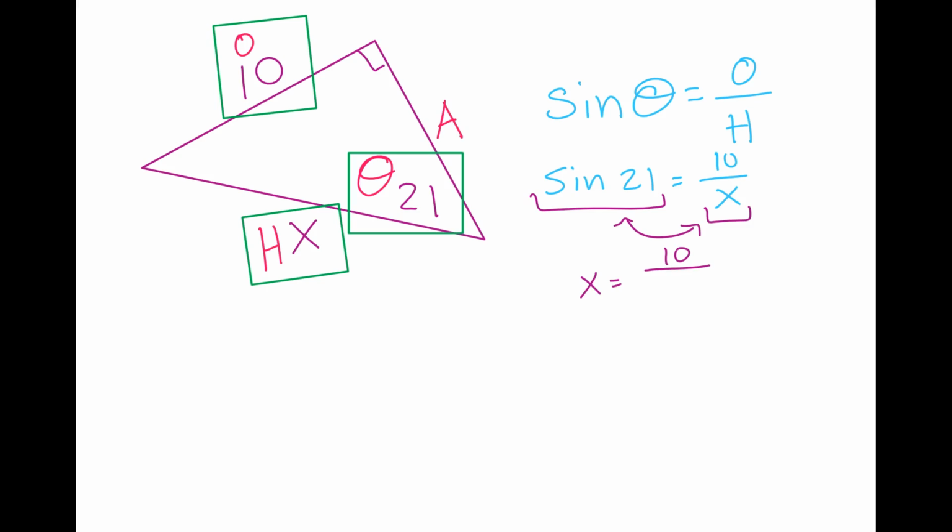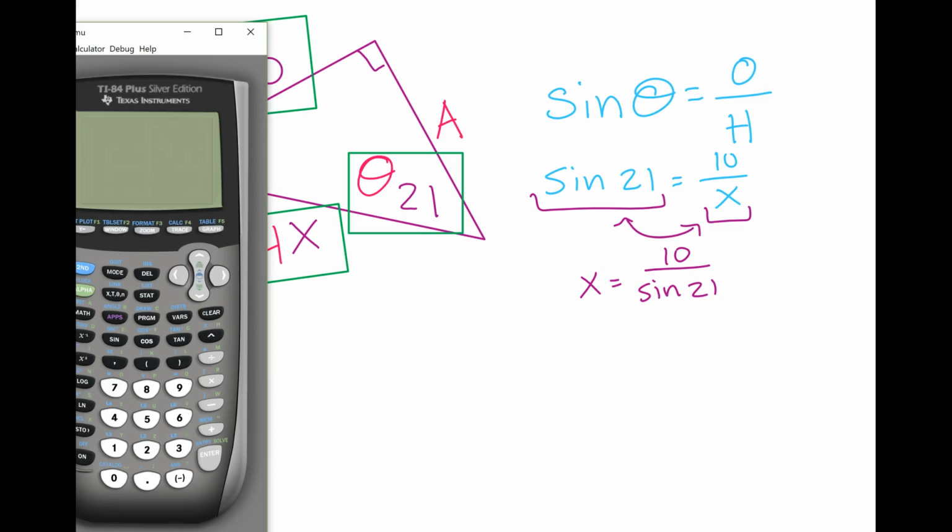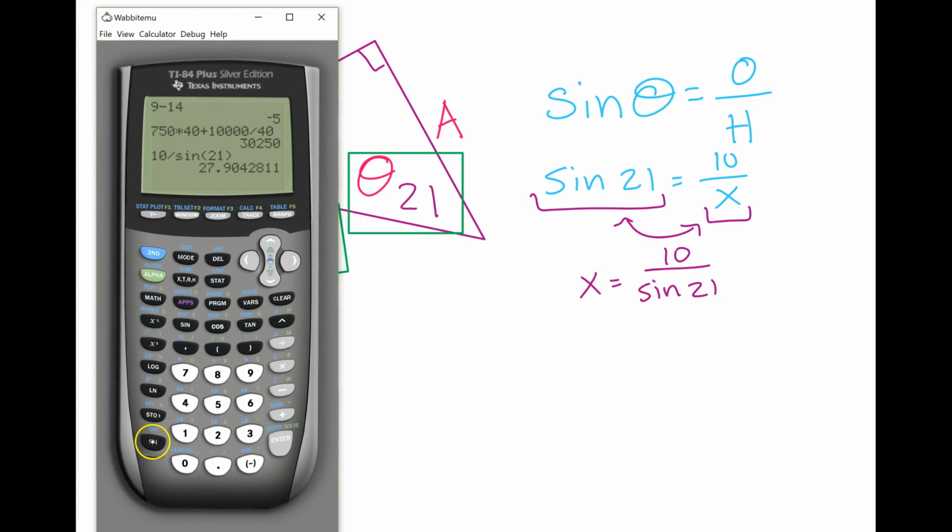Does 10 stay right where it is? And sine 21 goes in the denominator. Oh, yeah. So now what do I do? I put it in where? Perfect. 10 divided by sine 21, end parenthesis, and enter. Now, before I put this in the calculator, what should I have looked for? Oh, it's in the right mode.